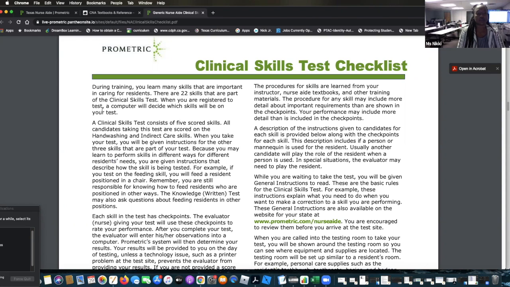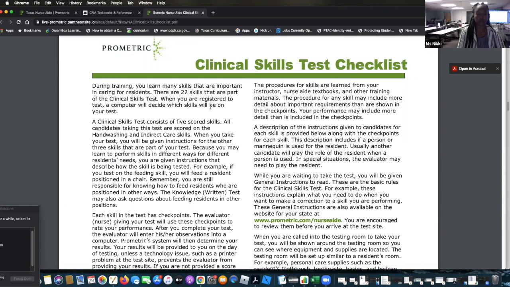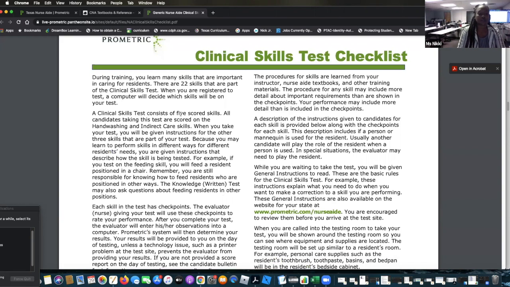When you are registered to test, a computer will decide which skills will be on your test. So the examiner that comes out, that's hired by the state through a service, they don't designate what skills you get. It's already spun through a computer and shot out, and that's what you get. And she can't change them either. A clinical skills test consists of 5 scored skills. You guys remember that because that's going to be a test question for you.